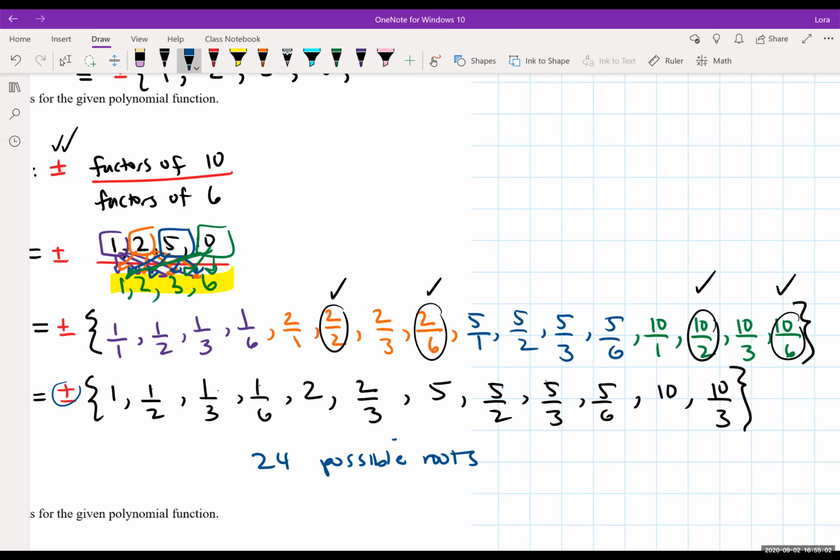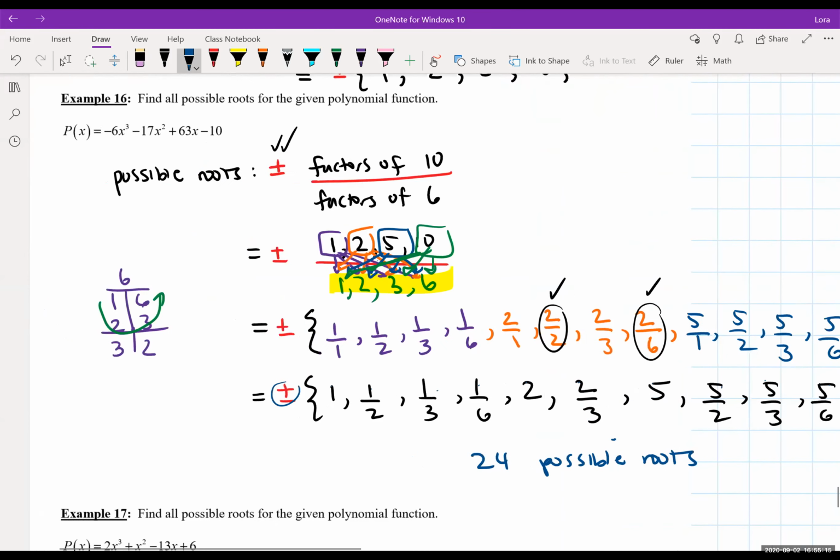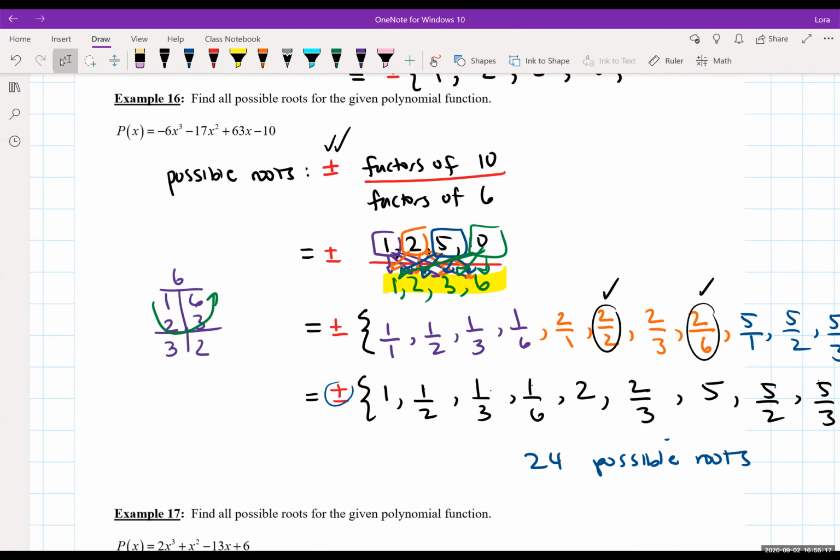Now, in a future math class, you may see the importance of understanding why we want to know how many possible roots and what they are. But right now, let's just work on finding the possibilities. And you are good to go. I'll see you next section.